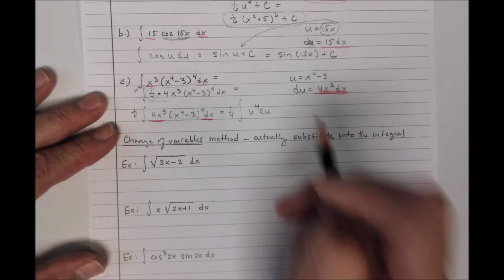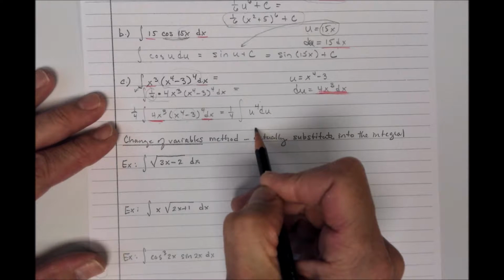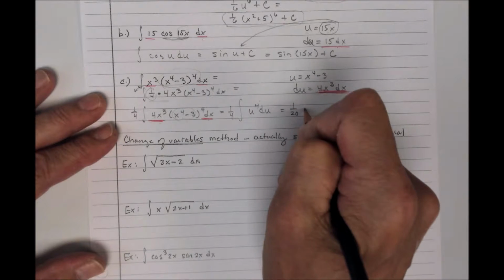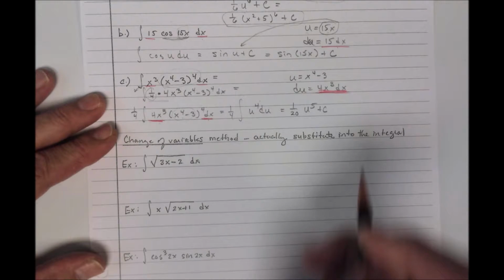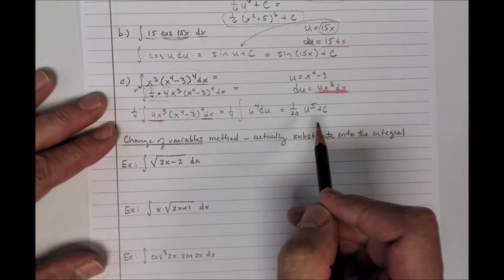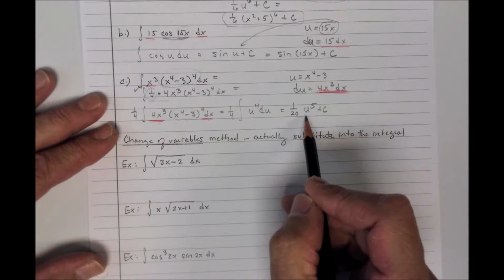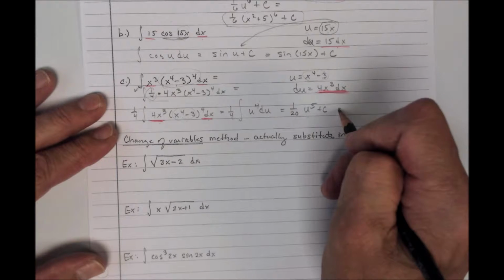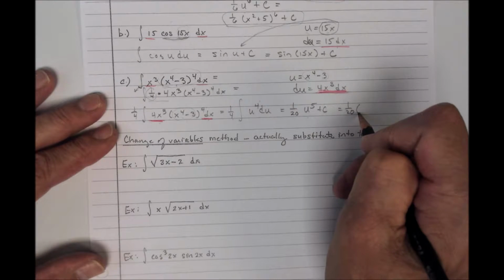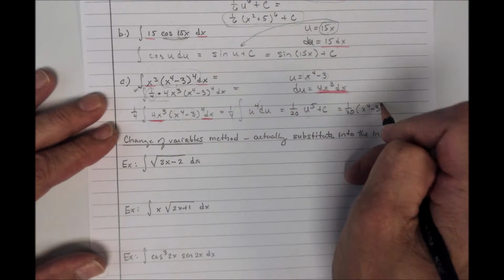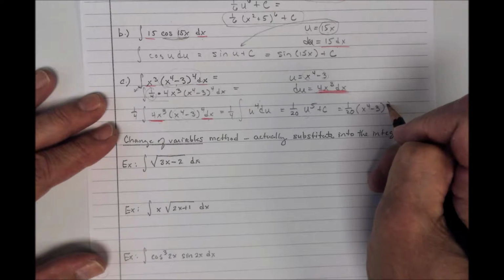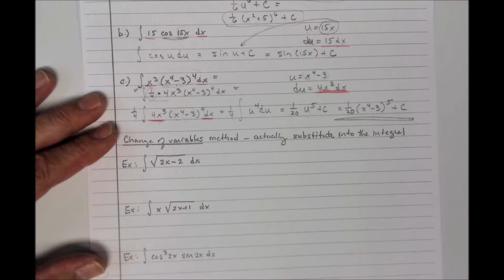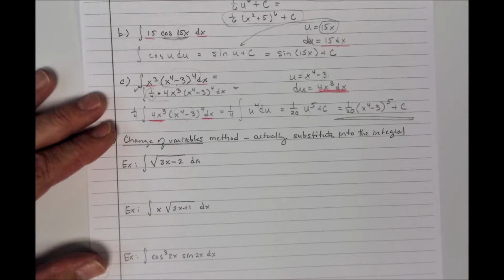Well, look how nice this is. Up to 5 over 5. Now I have a 1/4 out in front, so over 5 that would be 1/20 u to the fifth plus c. And then, as you probably, or at least hopefully, are assuming, we're not done. We have to put it back in terms of the original variable, so we make the substitution back in, and I have 1/20 the quantity x to the fourth minus 3, which is my u, to the fifth power plus my constant. All right, now that's called pattern recognition, and we use a u substitution.